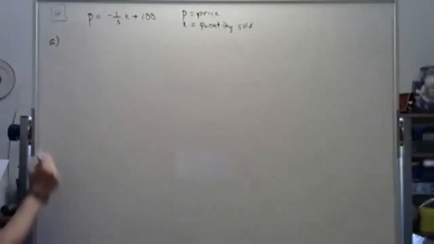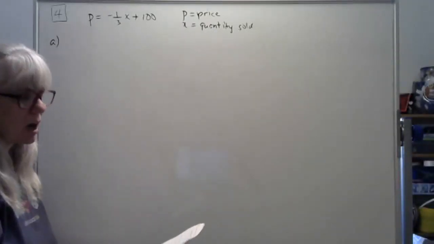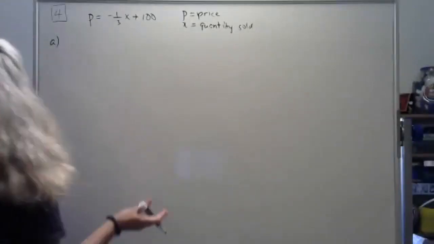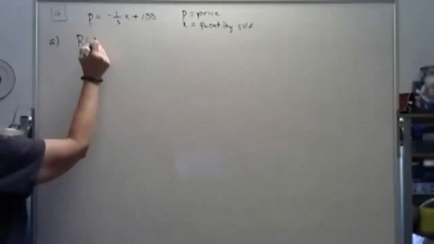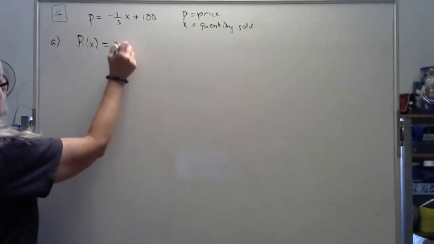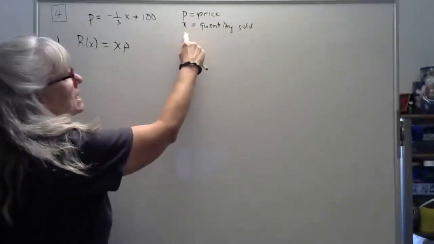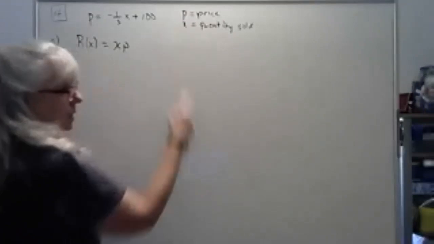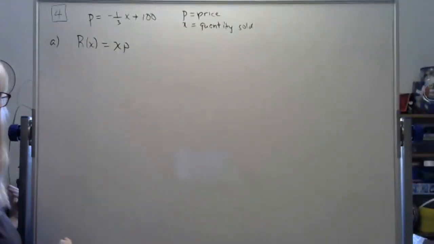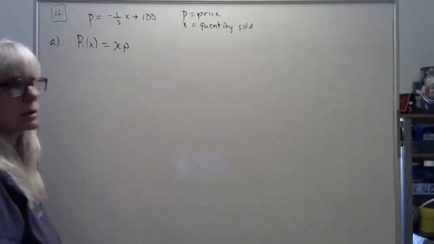Part A says we want to find a model that expresses the revenue as a function of X. And then because we haven't done this before, just to let you know that the revenue is equal to X times the price. And that should make sense. If you multiply how many you're selling times how much you sell them for, you're going to get your revenue. That's how much money you're bringing in. So if I sell 10 of them for $10, I know I've got $100.